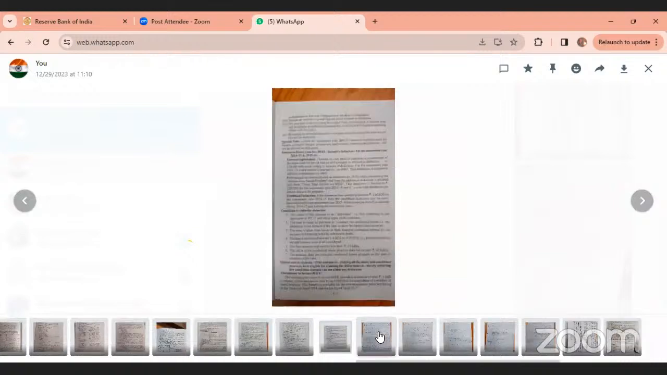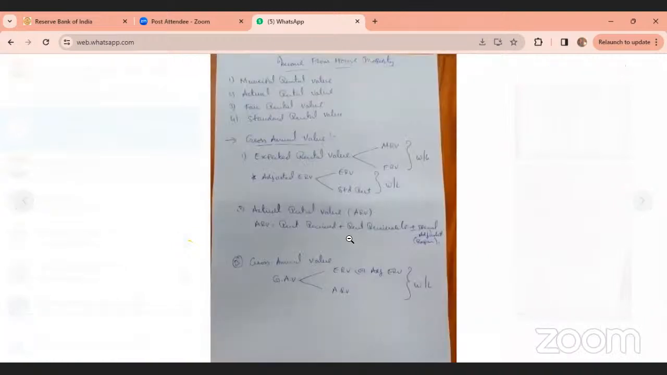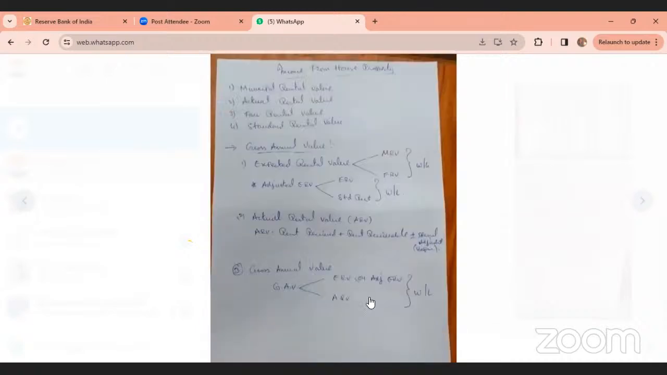Okay. Now you see one sum for calculation of house property. Before that, you see this picture, calculation of gross annual value.